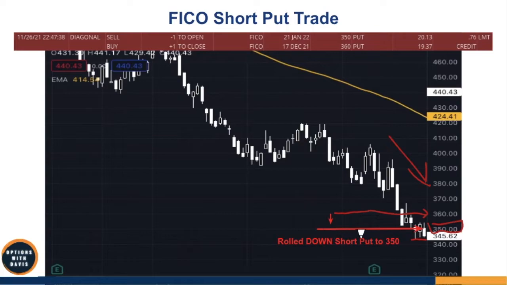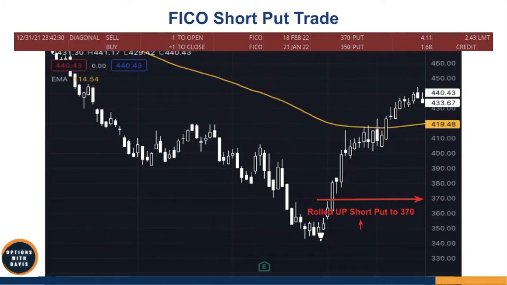So what I did was I rolled the short put down to 350 and I received a credit of 76 cents. So that's $76. So as you can see, rolling again just means to buy back the 360. I bought back the 360 and then I sold, to open, the 350 put. So in essence, I'm basically just closing out this loss and then selling another one to make up for more than the loss that I made. So this is essentially rolling. So I rolled down to the 350 strike price. Now let's see what happens next. So on the 31st of December, the market shot up, right?